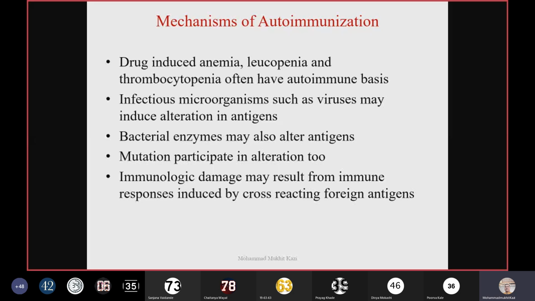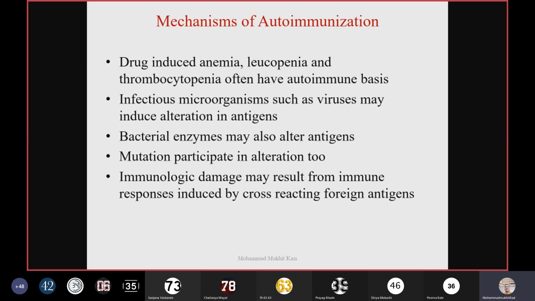There are certain bacteria that produce enzymes which can also alter antigens on the cell surfaces. Mutation participates in the alteration too. Of course, mutation can also lead to a change in the antigen structure, and that can lead to autoimmune diseases.